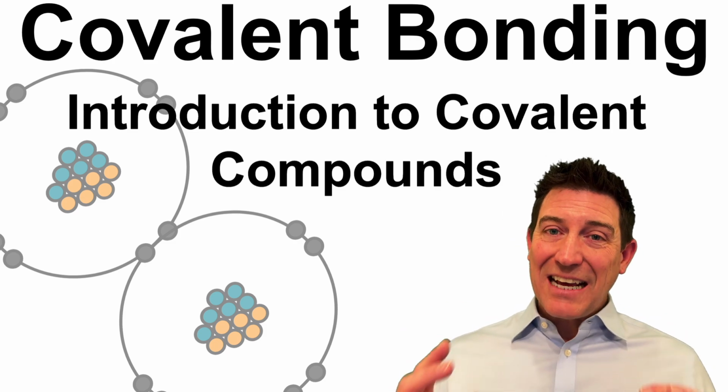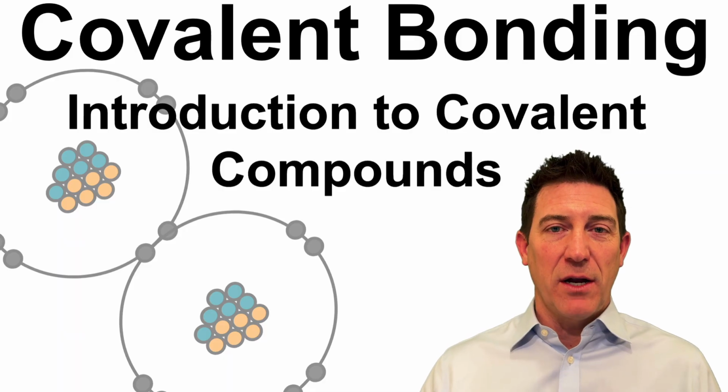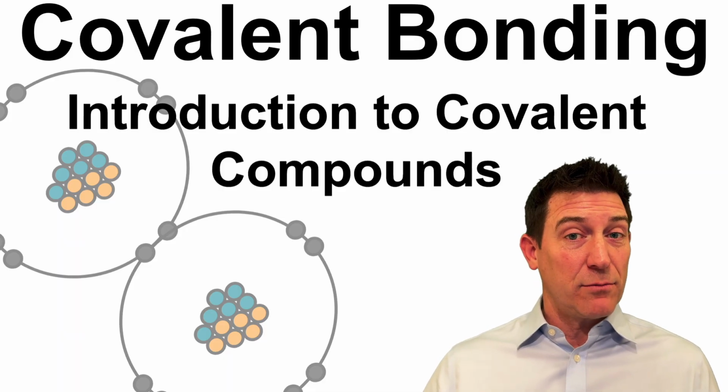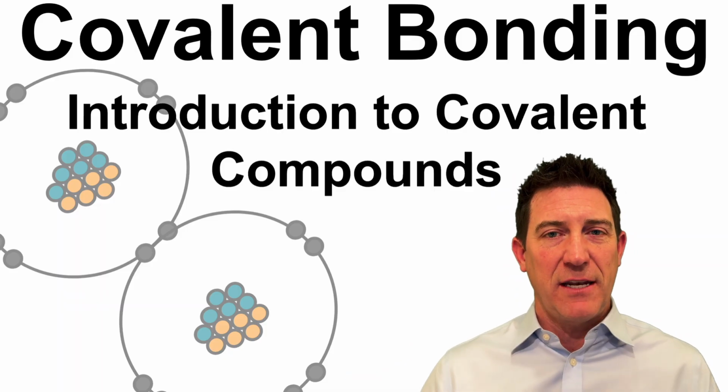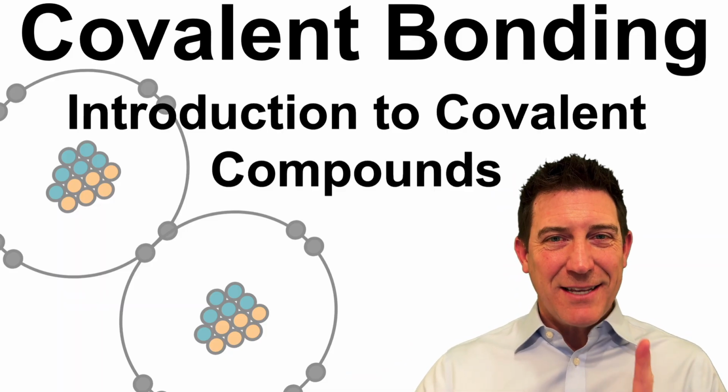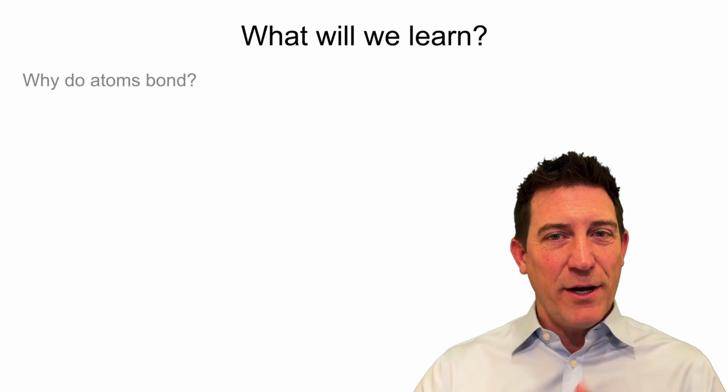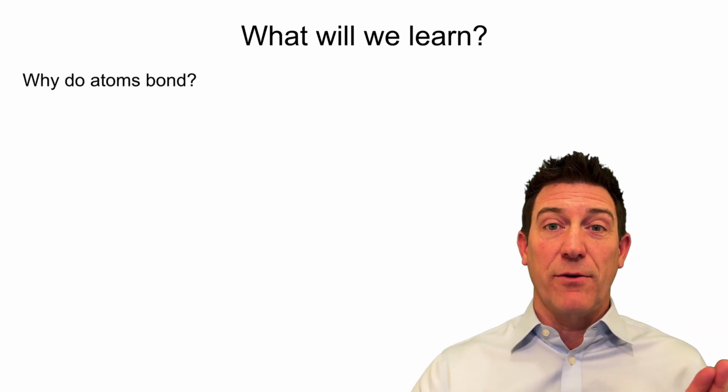We're going to jump into the next big topic, which is covalent bonding and covalent compounds. We've spent a lot of time with ionic bonding and understanding atoms and how they start to fit together. And the next big step is covalent bonding. So here's what we're going to learn in this first introductory lesson.